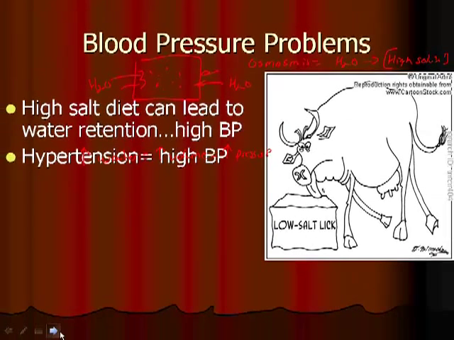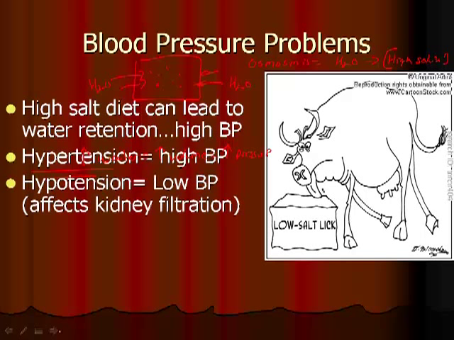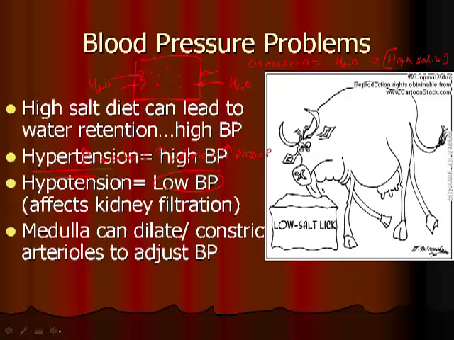Okay? So what we call this is hypertension. So hypertension is high blood pressure. And the other thing is hypotension is low blood pressure. And this can affect kidney filtration, which we'll get into more when we talk about the excretion system. And then the last thing is that the medulla also has a regulatory ability to either dilate, which means make bigger, or constrict blood vessels depending on the blood pressure of arterioles.